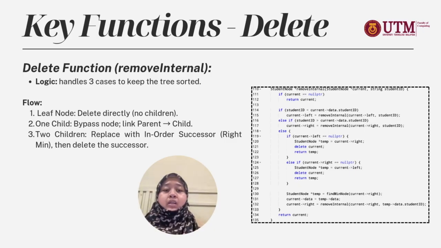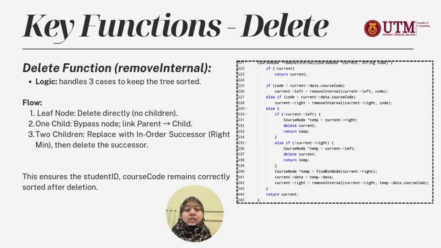And then after copying the value over, we delete the successor node, which is guaranteed to fall into one of the easier cases. So overall, the delete function maintains the sorted structure of the tree by handling each of these three cases appropriately. So this is the key delete function for the course code. The logic is the same as the student ID.